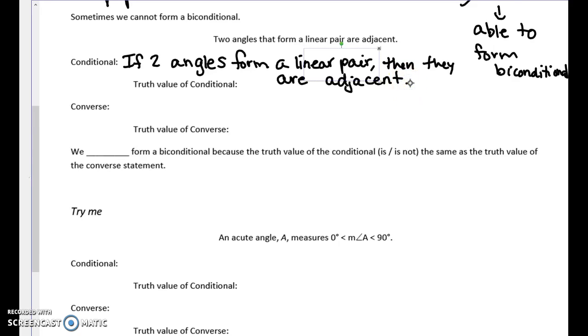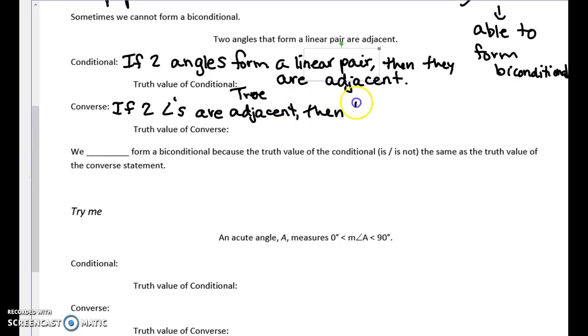That is a true statement, right? That's a true statement. But now let's look at the converse. If two, I'm going to use shorthand, guys, angles are adjacent, then they form a linear pair.